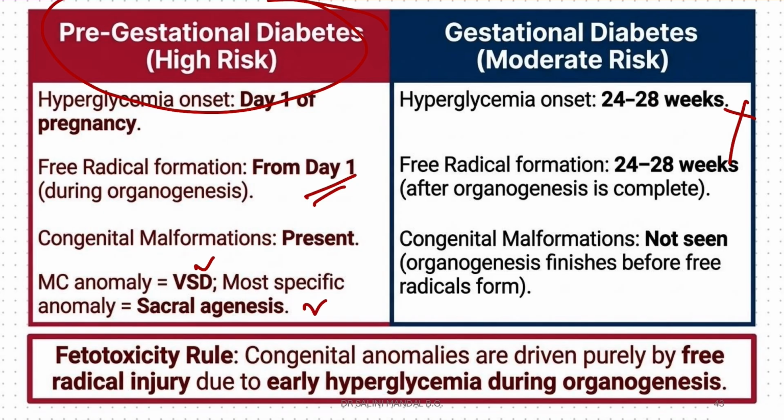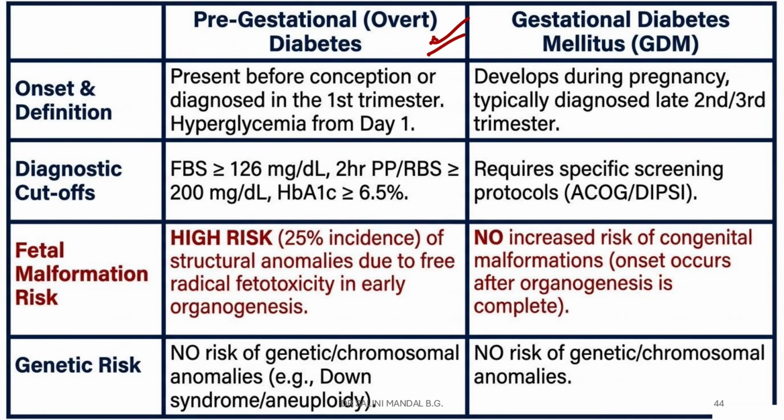Among these two, overt diabetes and gestational diabetes, which is the one that is going to have congenital malformation? Your answer is overt diabetes or gestational diabetes. The one which does not have congenital malformations is gestational diabetes. Next one, let us see the diagnostic cutoff. In case of overt diabetes, the fasting blood glucose will be more than 126.